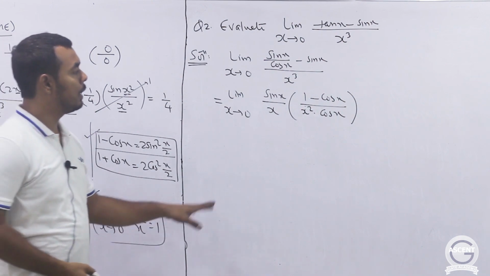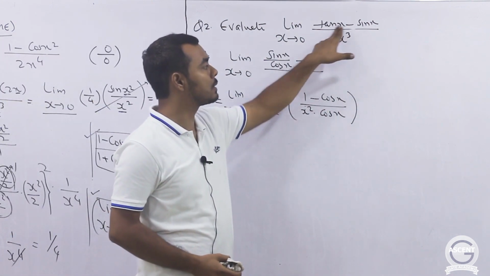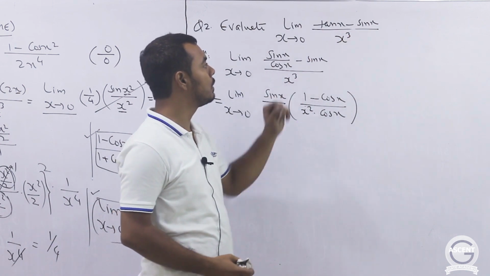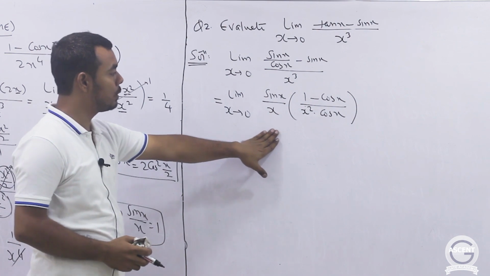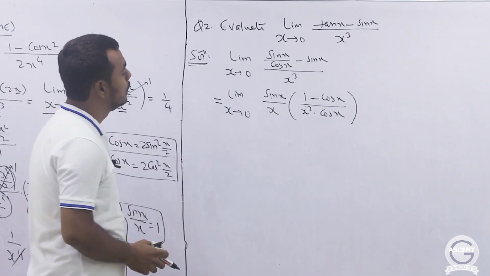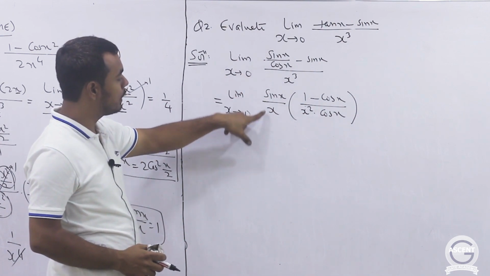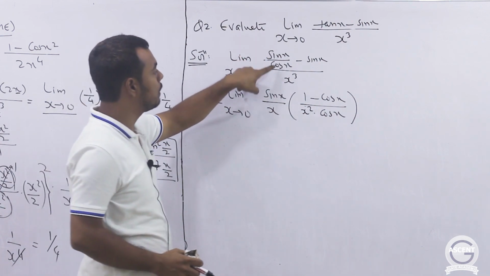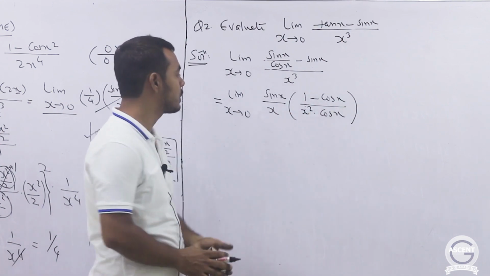Because if you directly apply L'Hopital's rule here, you have to do differentiation 3 times. You have x cube in the denominator and 2 different terms in the numerator, so this will become complicated. So it is better to use trigonometric identities. Tan is sin by cos. If I take sin common, then I will get sin x by x. You will get 1 by cos x minus 1. If you take cos x as LCM, 1 minus cos x.